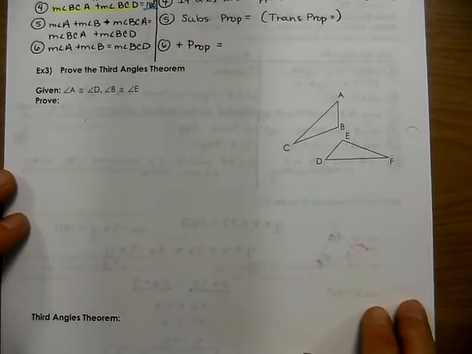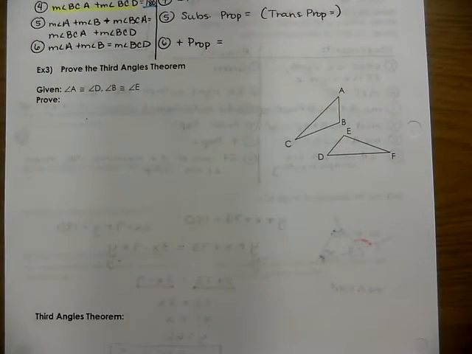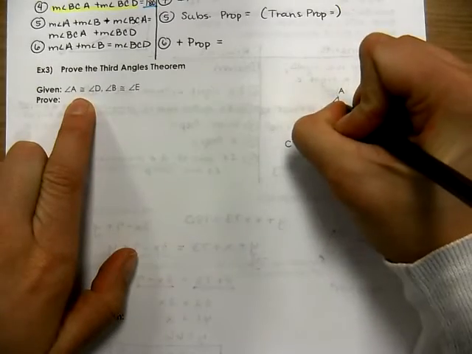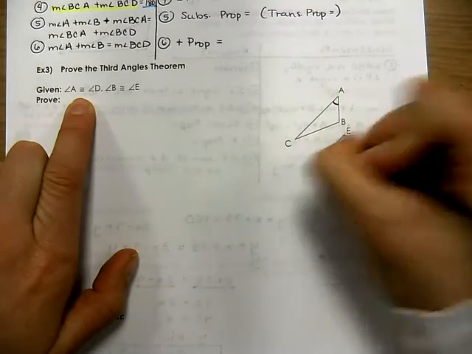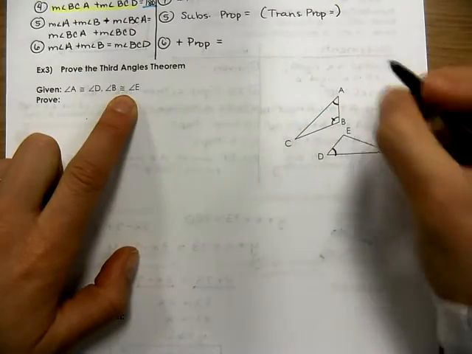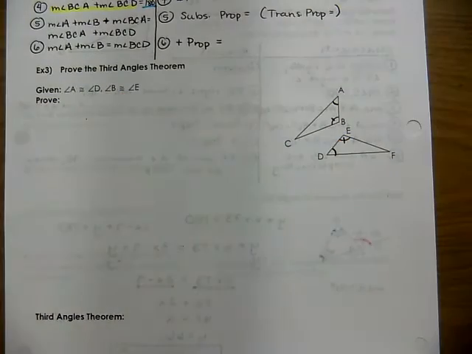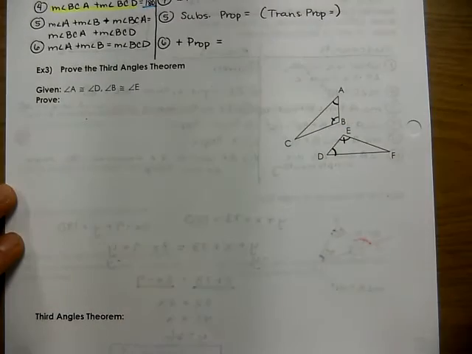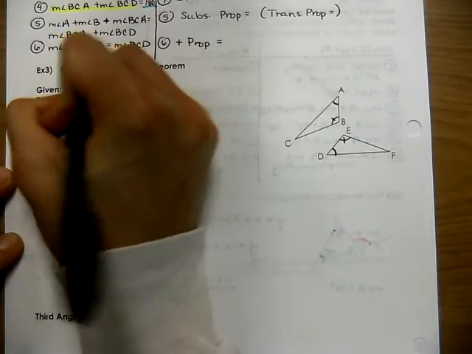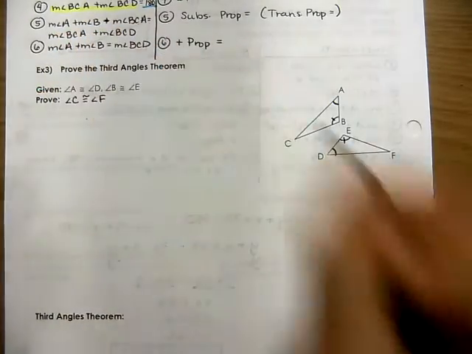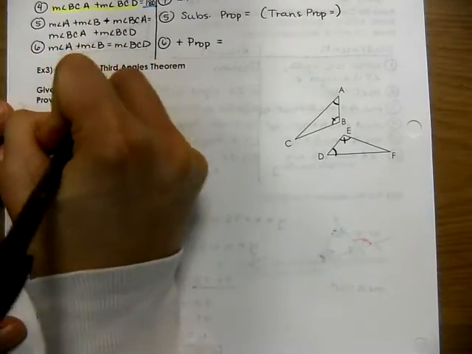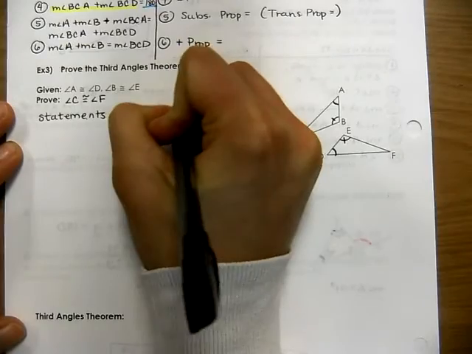Alright, sketching down here, there's one more theorem that we can prove using this idea of the triangle sum theorem. And it's called the third angles theorem. And what it says is in these two triangles, if angle A and angle D are congruent, and angle B and angle E are congruent, what do you think you can conclude? Well, if you said that angle C and F must also be congruent, you would be correct. Angle C must be congruent to angle F. So that's what we're trying to prove. So I'll have my statements and my reasons.